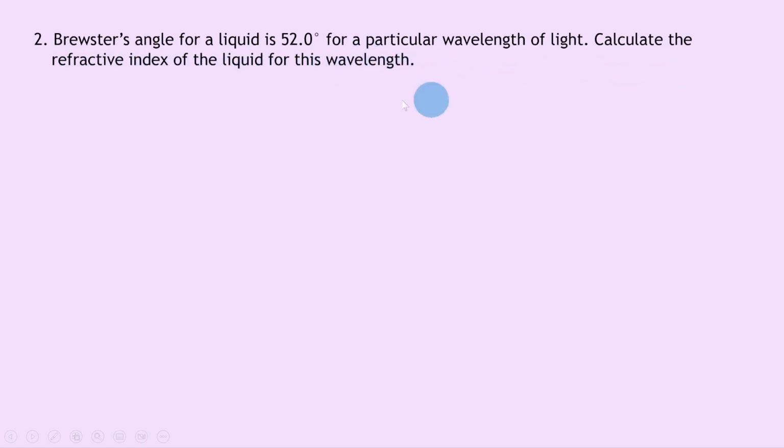Question 2 says Brewster's angle for a liquid is 52.0 degrees for a particular wavelength of light. Calculate the refractive index of the liquid for this wavelength. Well, writing down what we know from the question, we're trying to find refractive index n, and we know that Brewster's angle IP is 52.0 degrees. So writing down our equation relating Brewster's angle and the refractive index, we have n equals tan IP. Substituting in the number here gives us tan of 52.0, and if you put that into your calculator, you should get an answer of 1.3.